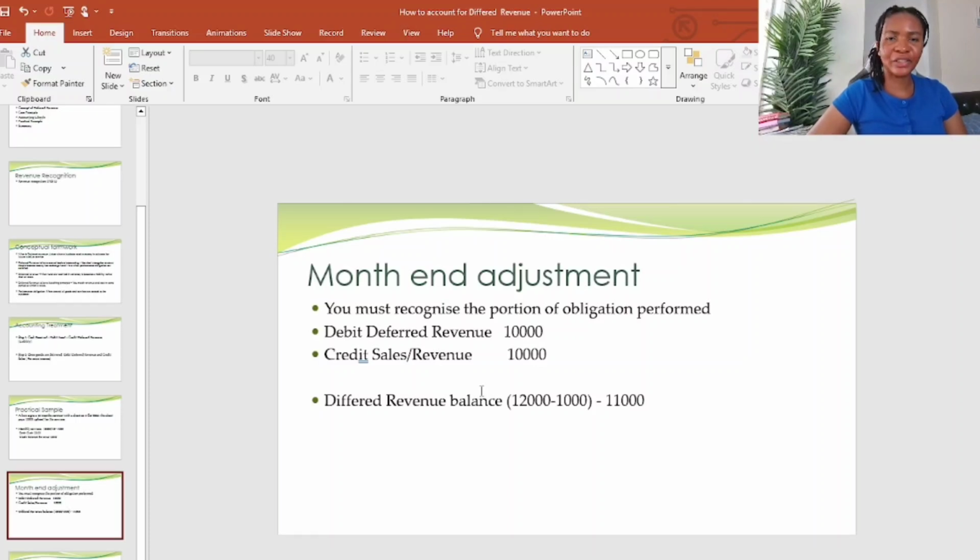This is the month-end adjustment. You must recognize the portion of obligation performed here, okay? As we discussed, you debit deferred revenue and then you credit sales, right? The deferred revenue balance will now decrease to 11,000 and your books are all balanced.